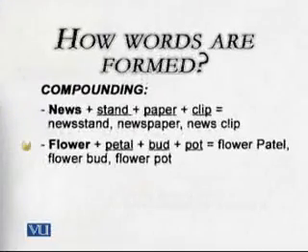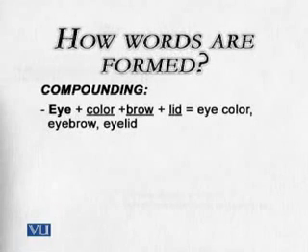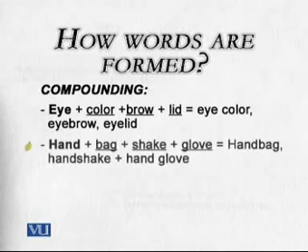Some more examples. To flower, you can add petal. Flower and petal put together make a compound word: flower petal, or flower pot, or flower bed, or flower bud also. Then from lady you can add bug, ladybug, lady finger, lady purse. These were different words compounded together to create new words. Then come eye color, eyebrow, and eyelid. To hand, you can add another word: handbag, handshake, hand glove.